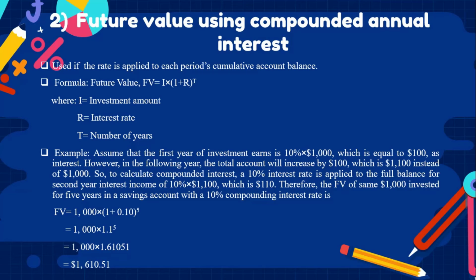Therefore, the FV of the same $1,000 invested for 5 years in a savings account with a 10% compounding interest rate is FV equal to 1000 multiplied by 1 plus 0.10 to the power of 5. After that, we can get 1000 multiplied by 1.1 to the power of 5. And then we can get 1000 multiplied by 1.61051, and the final answer is $1,610.51.